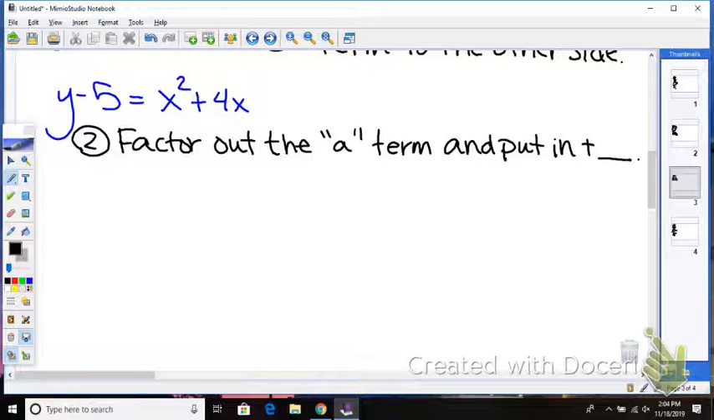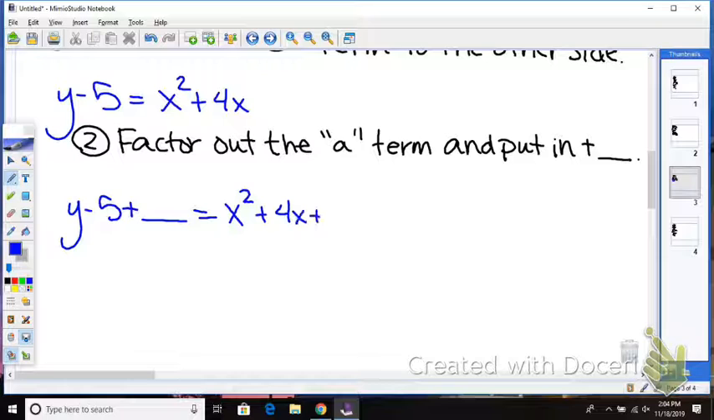And here's what this means. You're going to just write in y minus 5 plus blank. I'm going to put in a placeholder equals x squared plus 4x plus blank. That's all you're doing. So I know it doesn't make sense, but there's just a placeholder for we're going to manipulate the problem so that we can put it into vertex form.